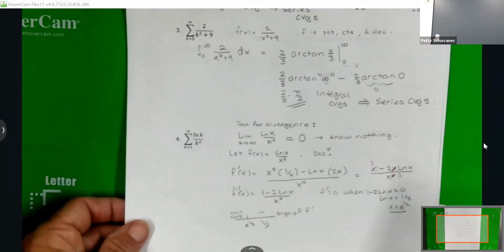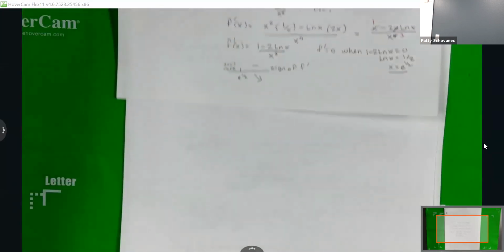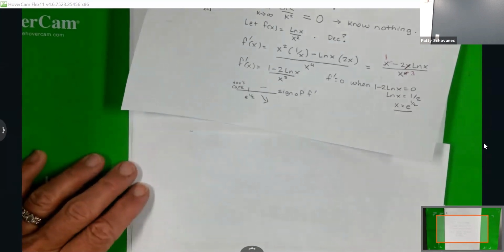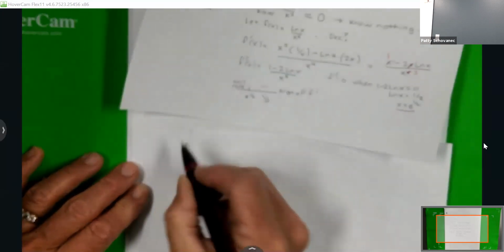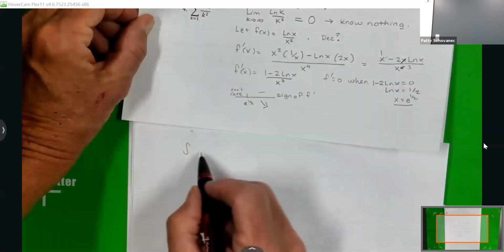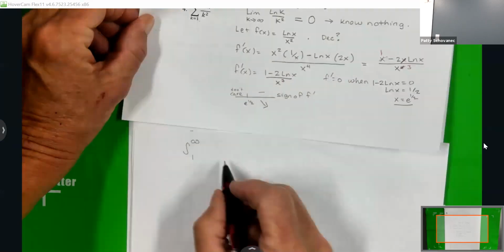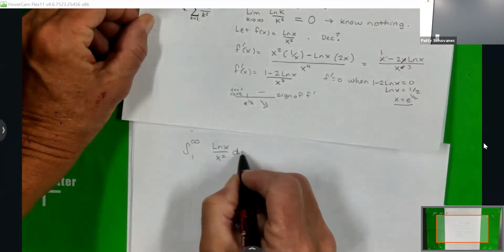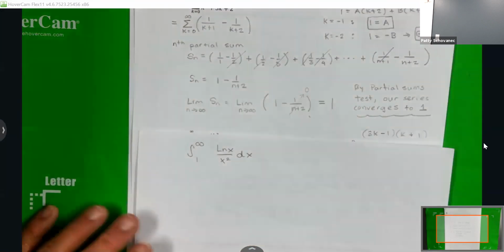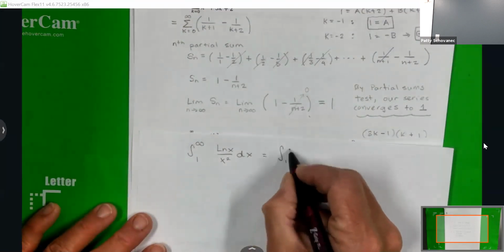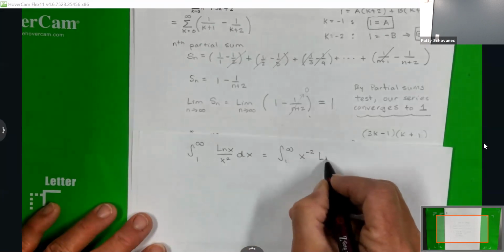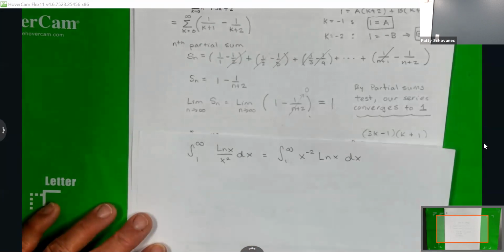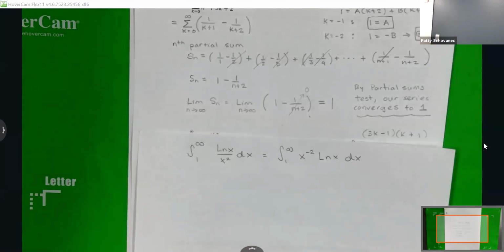Now let's integrate it. Grab another piece of paper here. The integral. So we're going to integrate from 1 to infinity our natural log of x over x squared. And I'm going to rewrite that as x to the negative 2 times the natural log of x dx. Now I need your help. How do you integrate x to the negative 2 times the natural log of x?